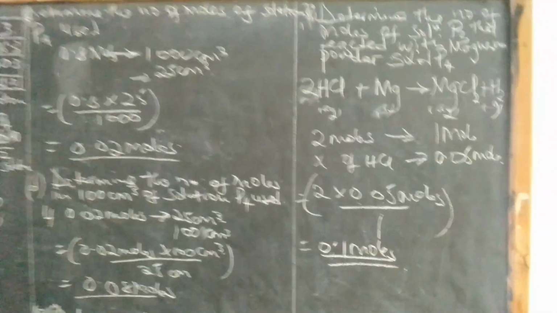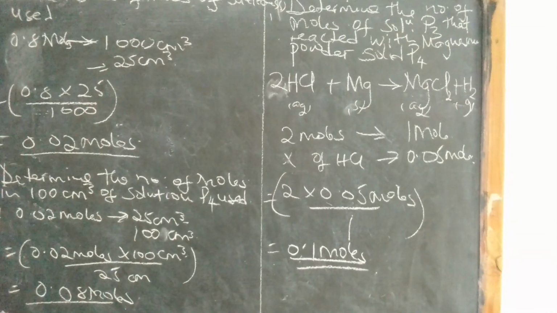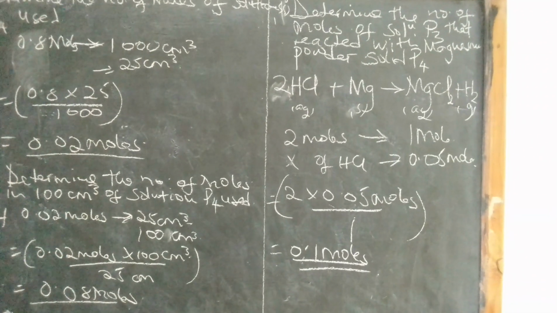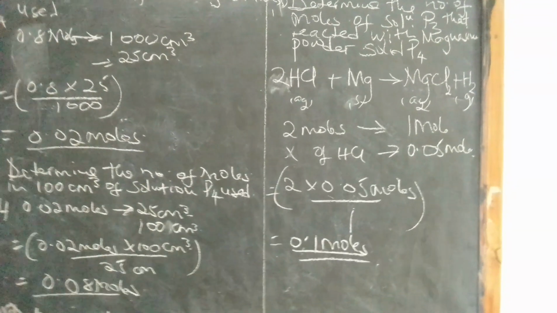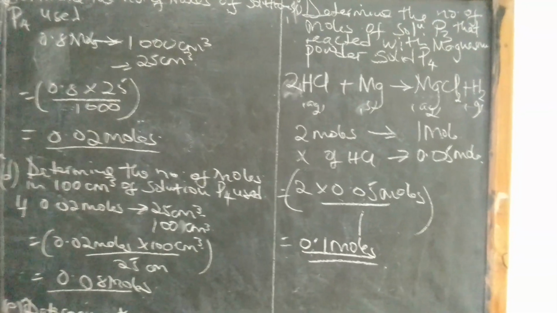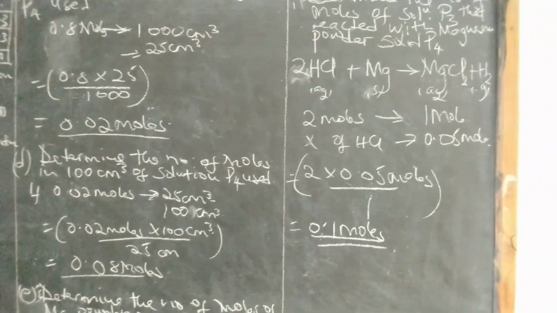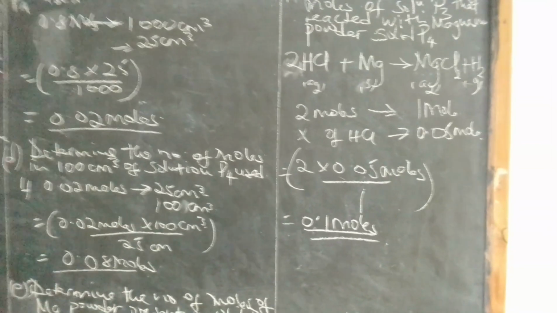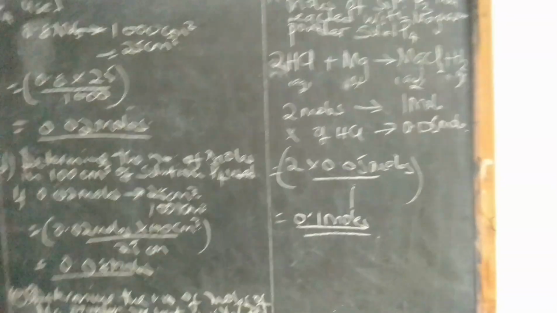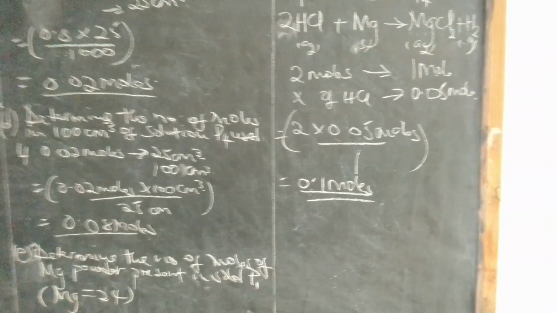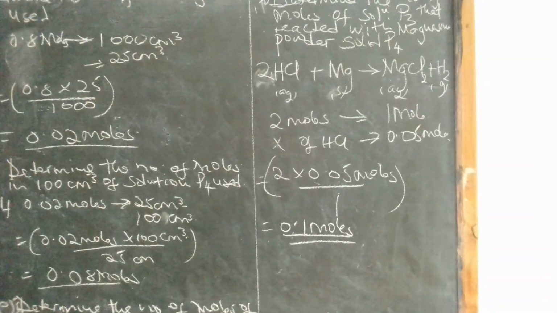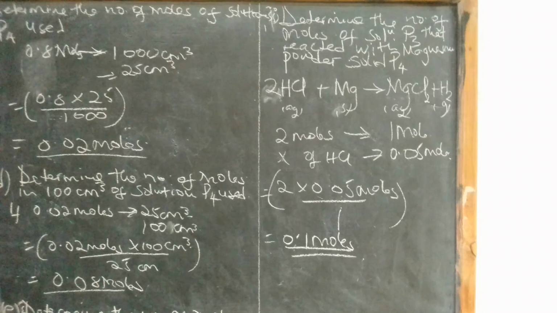So we come to the 2 moles on the reactant side producing 1 mole on the product side. Now we equate it: X of hydrochloric acid, by cross multiplication, is 2 times 0.05 moles over 1 mole on the other side. So it is giving us 0.1 moles. I hope that brings us to the end of that missing bit on Practical 7.